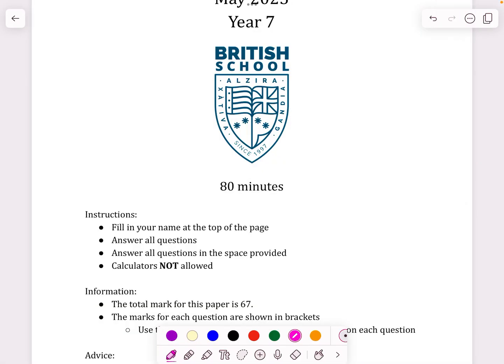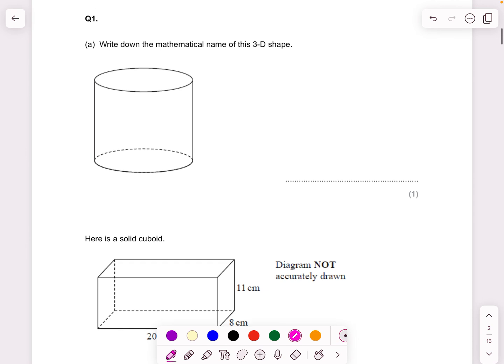Okay, year 7, let's go through the paper. So, question 1A asks for the name of this 3D shape. It's a cylinder. Luckily in maths, it does not matter about spelling, but it must be clear to the examiner that you're trying to say cylinder.